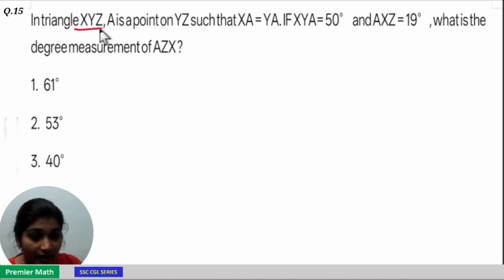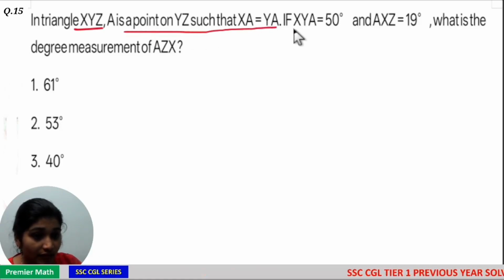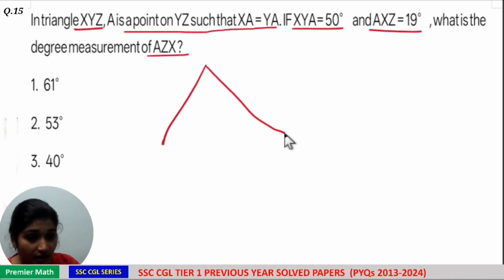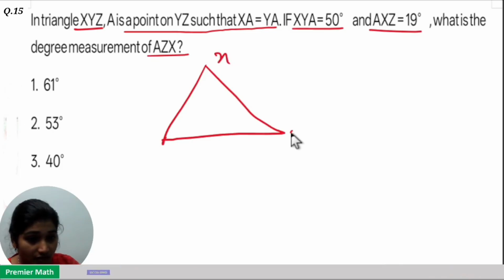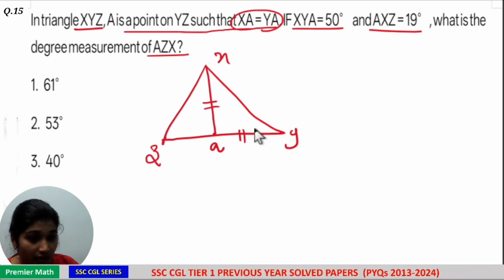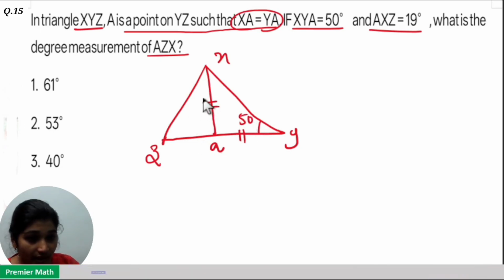In triangle XYZ, A is a point on YZ such that XA is equal to YA. If angle XYA is 50 degrees and angle AXZ is 90 degrees, what is the measurement of angle AZX? Here this is triangle X, Y, Z. Now A is a point on YZ, so this is point A and XA is equal to YA. XYA angle is 50 degrees and AXZ angle is 90 degrees.